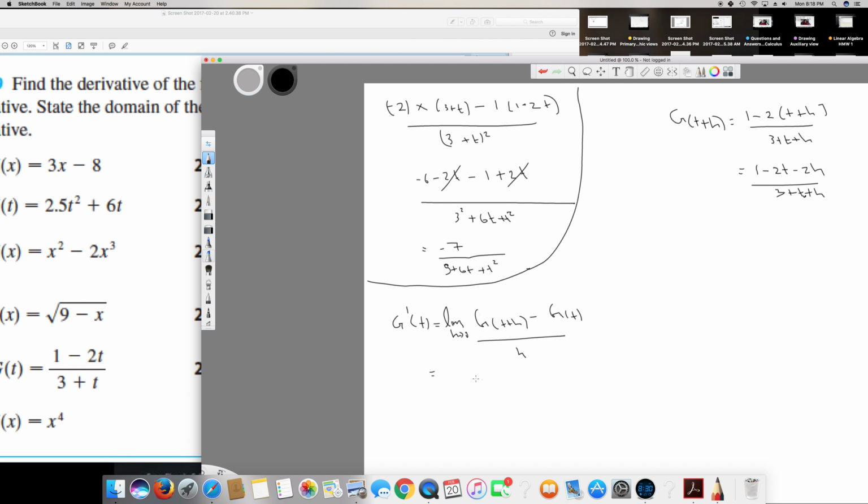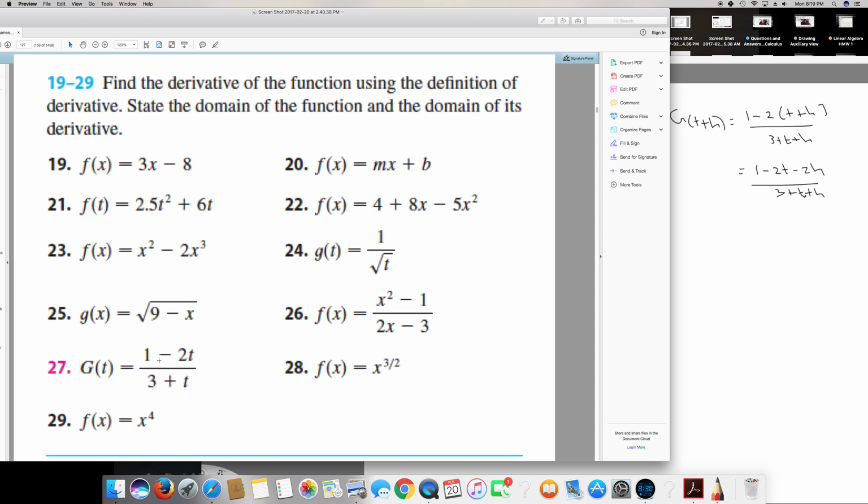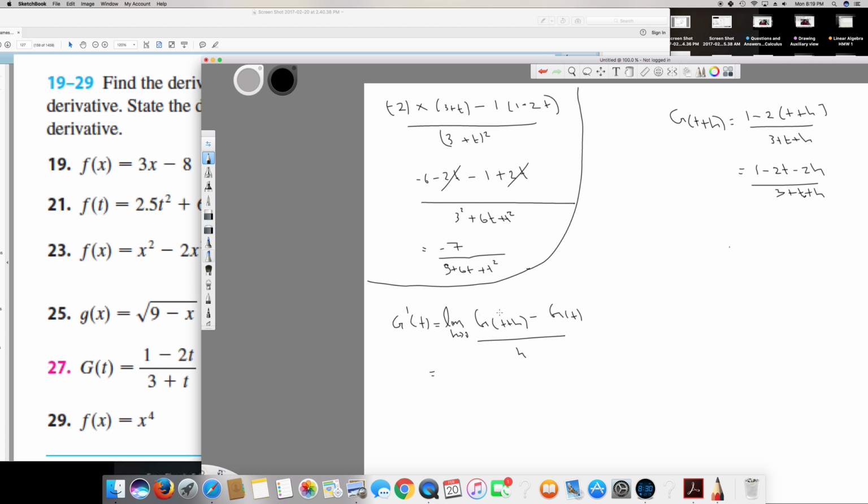For the equation for g of t, it's going to be exactly the same thing because it's already given as g of t, so we don't have to find it separately. We can apply the exact same thing. So let's write limit as h approaches 0.